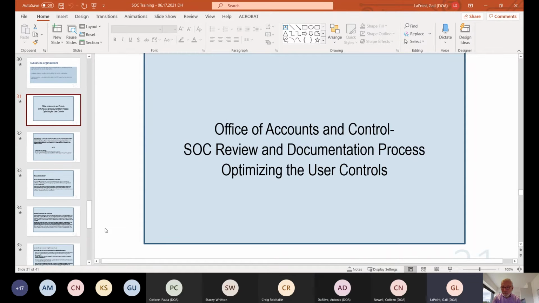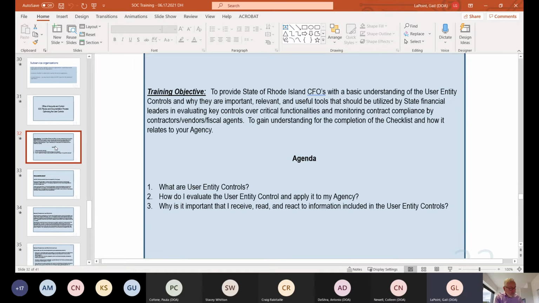What I'm going to do is dive a little deeper into what our user entity controls are and give you a better understanding of why they're important, why they're relevant, and how they can be useful to what you are doing. It's going to help you evaluate what your controls are over some functionalities and be able to monitor it. So you'll be able to understand what you have in place to mitigate anything. And I'll also walk you through the checklist.